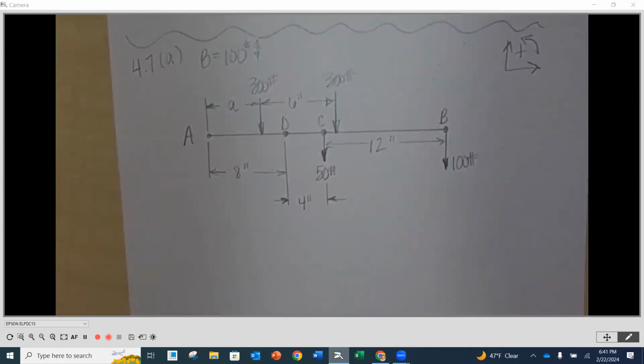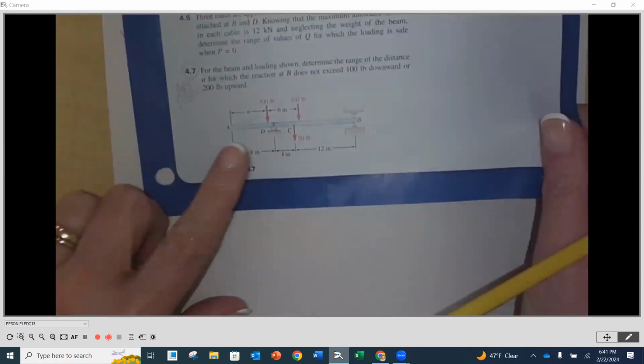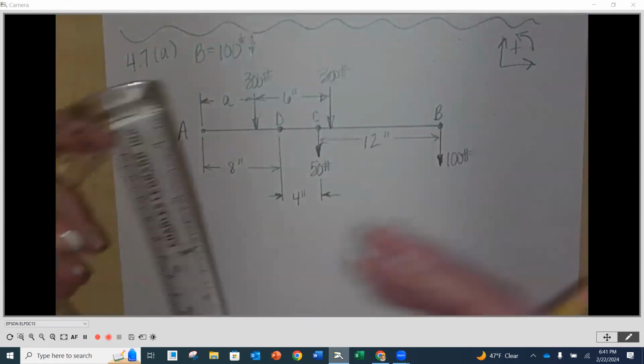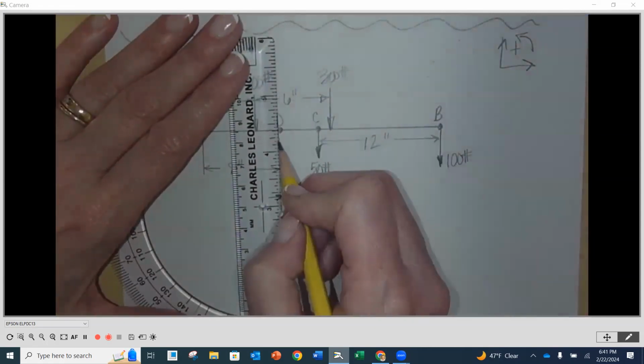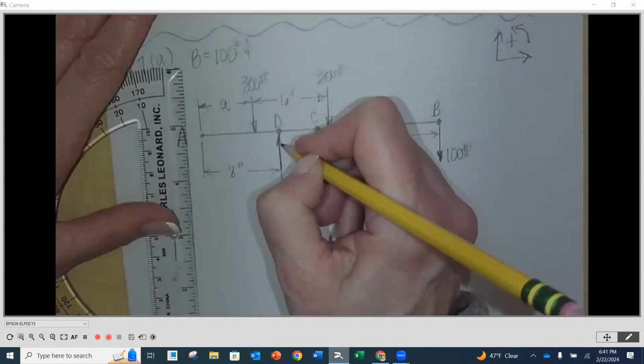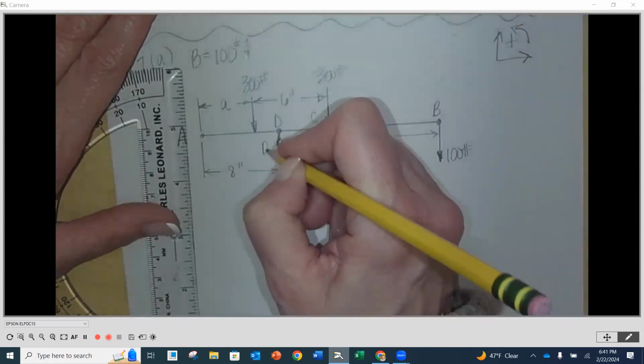Now, we have a reaction at D as well. D is a pin reaction. So we do need two forces at D. We need a vertical, okay, and we need a horizontal. So I'm just going to assume dy going up.